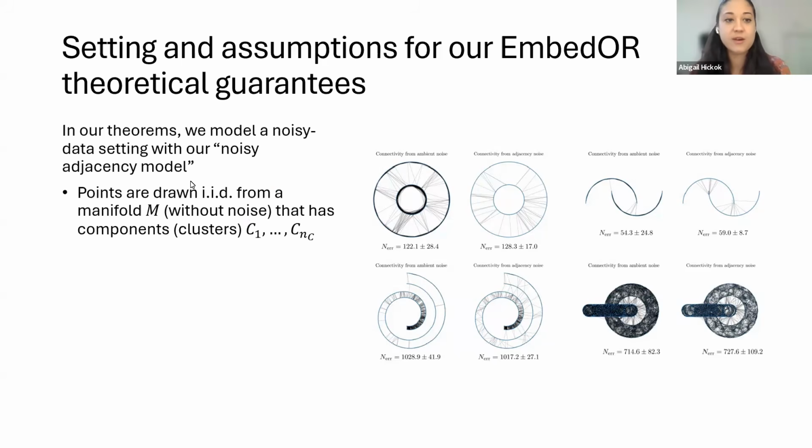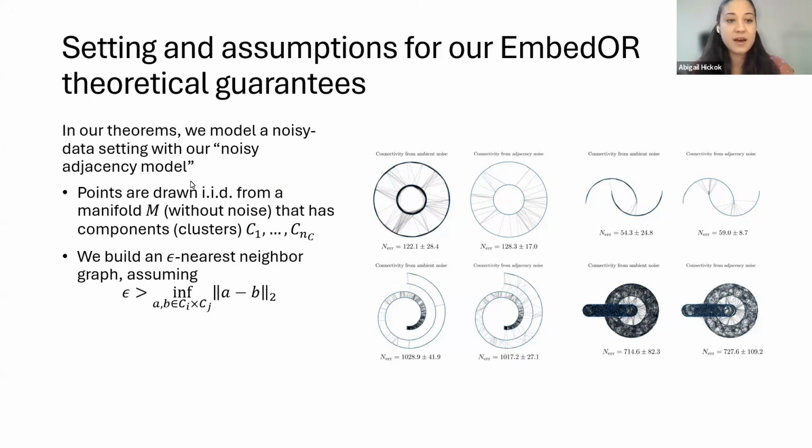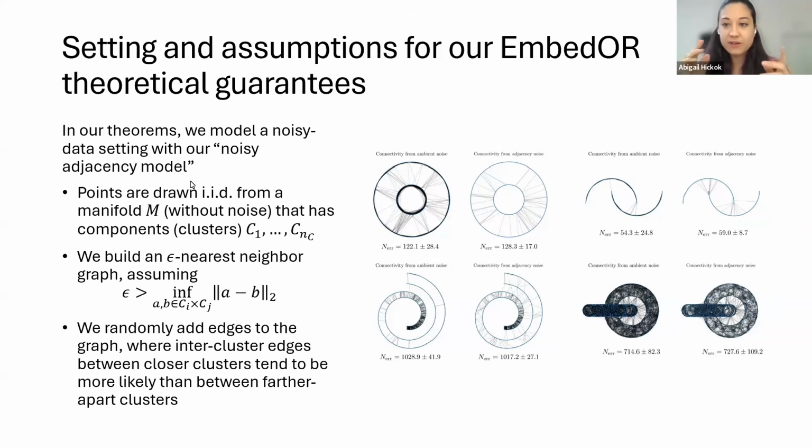So here we're assuming that our points are drawn from a manifold without noise. We have these clusters or components of the manifold. We build an epsilon nearest neighbor graph where we assume epsilon is bigger than the distance between clusters with respect to Euclidean space. And then to model the noisy part, rather than add ambient Gaussian noise or something like that, we randomly add edges to the graph according to a model where intercluster edges are more likely to occur between clusters that are close to each other than clusters that are farther apart from each other.